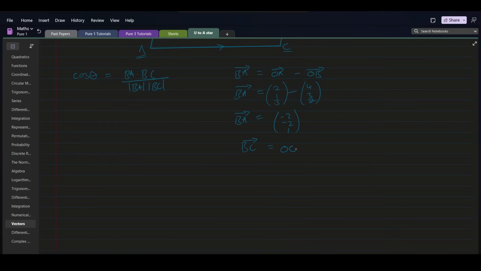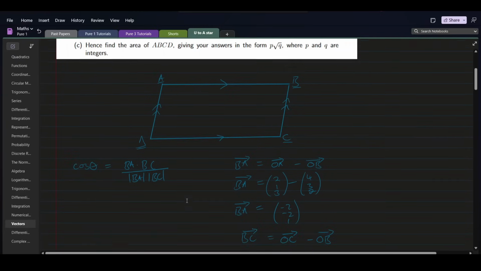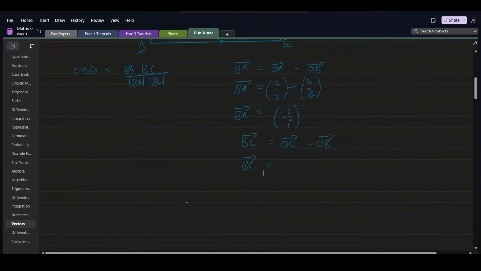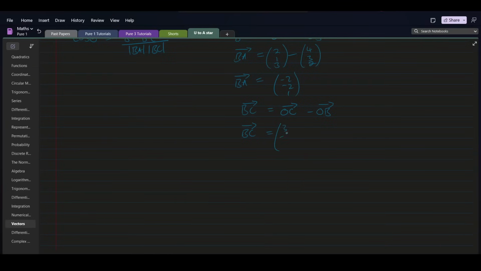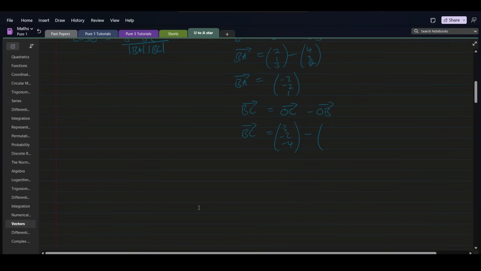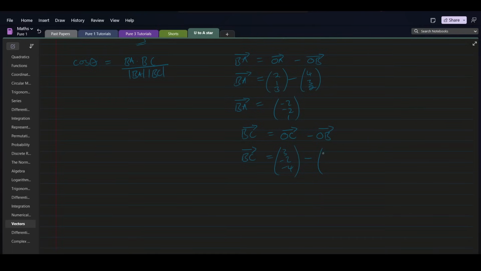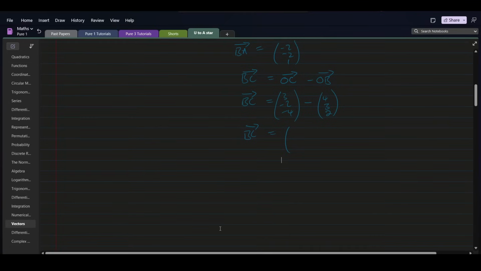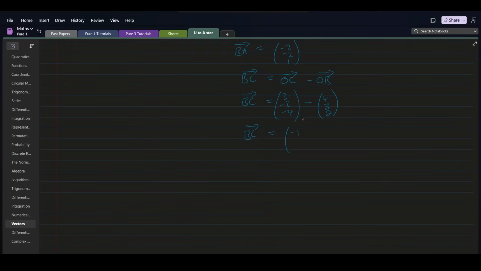So BC would be equal to OC minus OB. So BC would be equal to our position vector for C, that is 3, -2, -4, minus our position vector for B, that's 4, 3, 2. And if we subtract, we get that BC is equal to, that's 3 minus 4, that gives us -1, -2 minus 3, that's -5, -4 minus 2, that's -6.